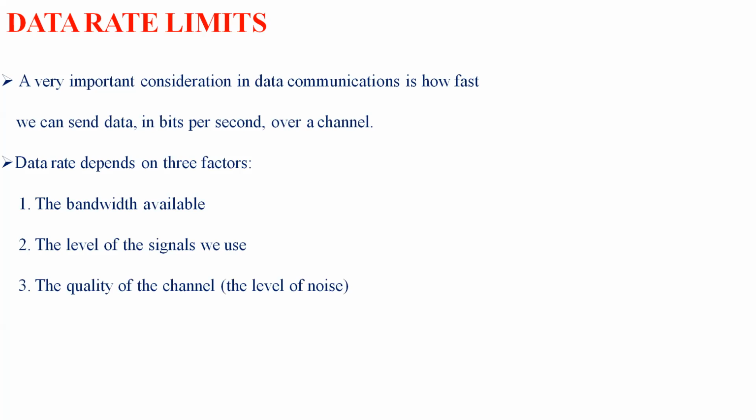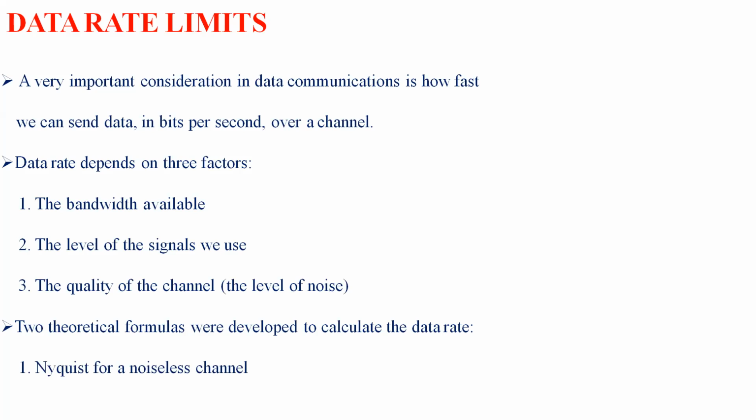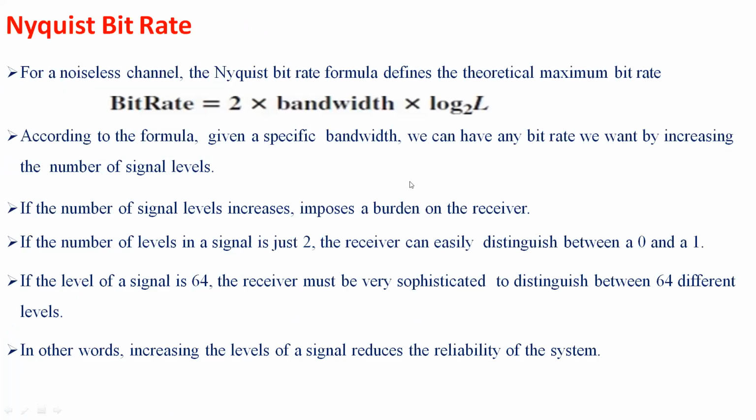There are two different formulas developed to calculate this data rate. One is Nyquist for a noiseless channel and the other is Shannon for a noisy channel. So the data rate limit can be calculated for two different channels, one noisy and one noiseless. Let's discuss these noisy and noiseless channels.